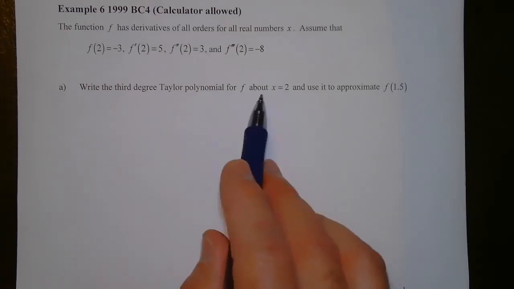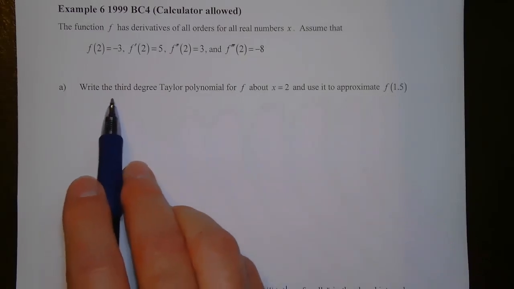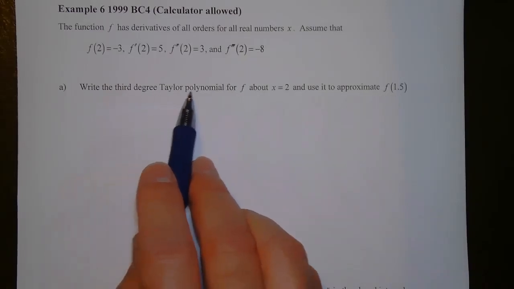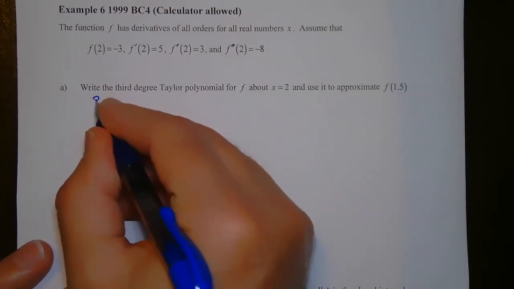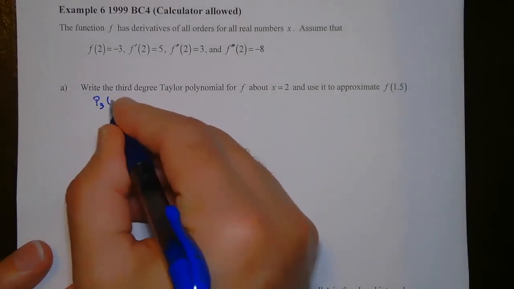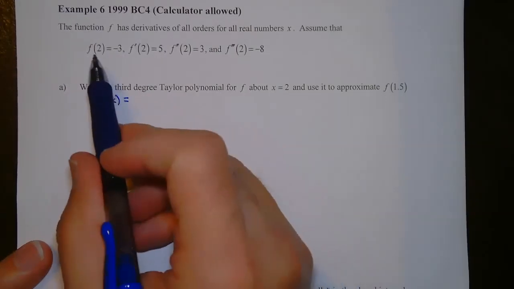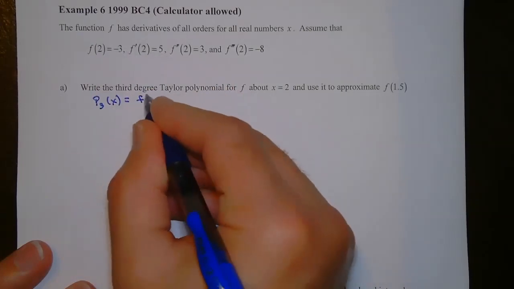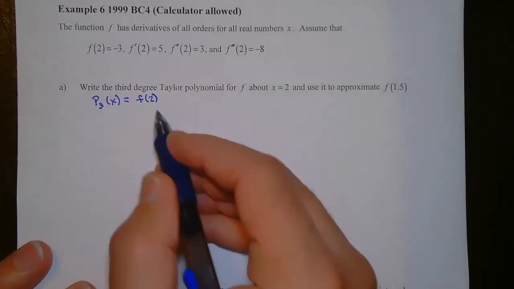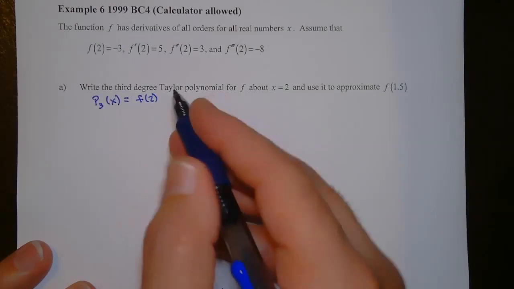So that's the center, okay? And use it to approximate f of 1.5. Okay, so let's first write this third degree Taylor polynomial, okay? So this would be p sub 3 of x, okay? And so it would be the 0th derivative, right, which would be f of 2 over 0 factorial, that'd be 1, times x to the 0th, that'd be 1. So that's why we're not going to write it.